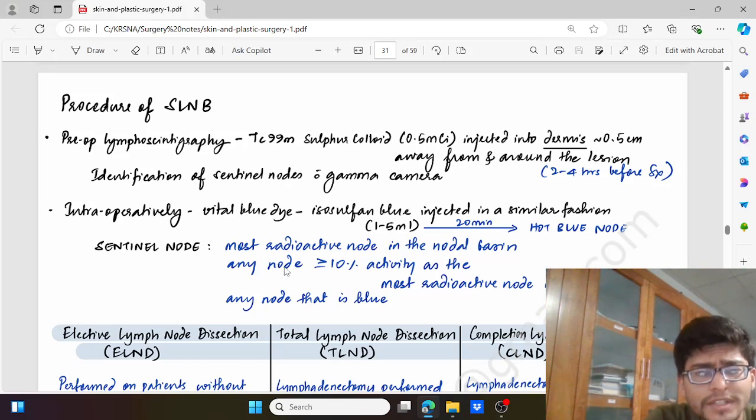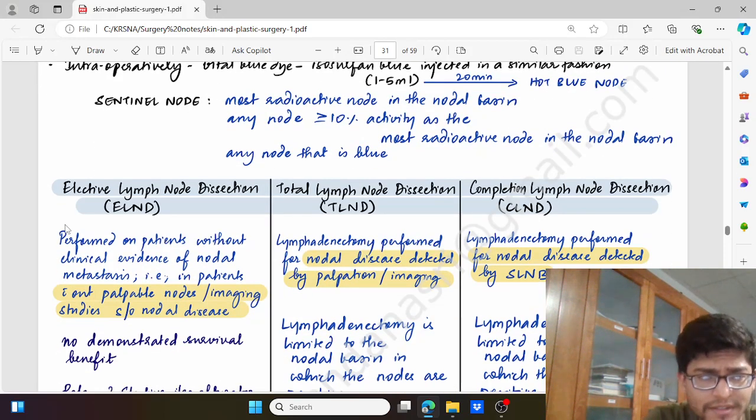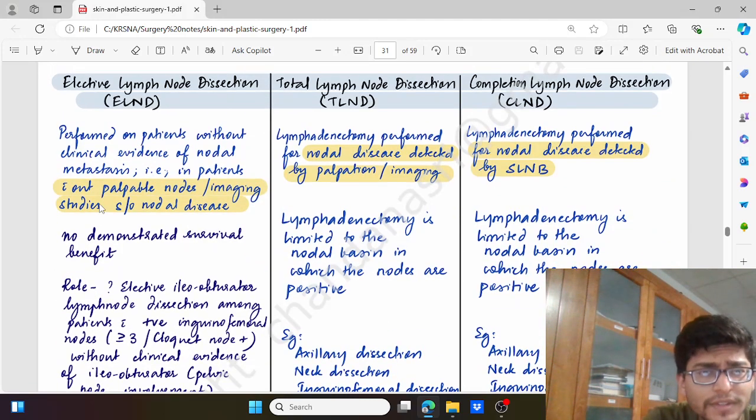So sentinel node is the most radioactive node in the nodal basin. Any node with more than 10% activity of the most radioactive node in the nodal basin, and any node that is blue, all these will be removed and considered. So what are the ways of lymph node dissection? We have three, that is elective, total, and completion. So we'll see one by one.